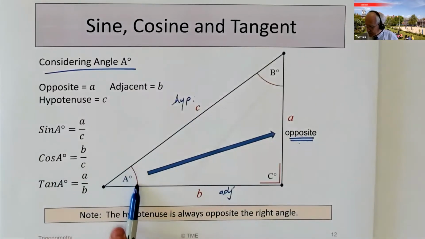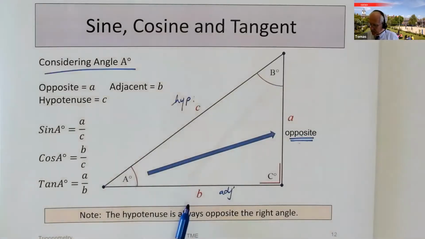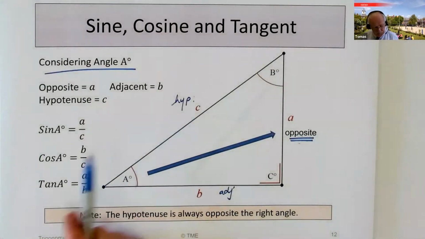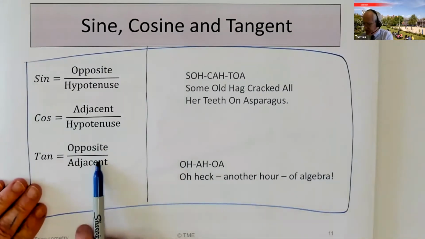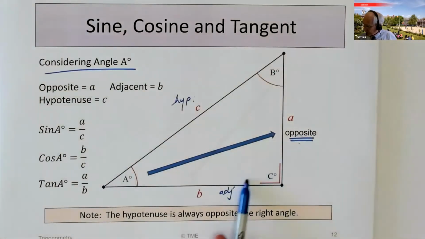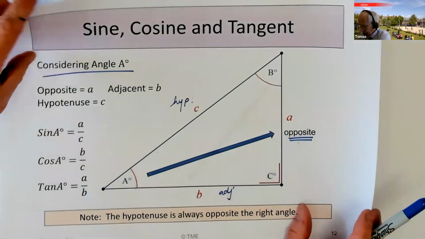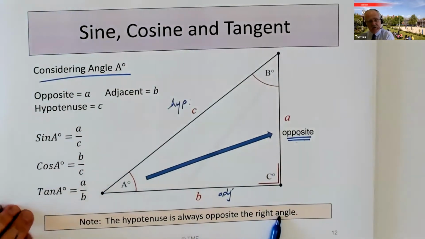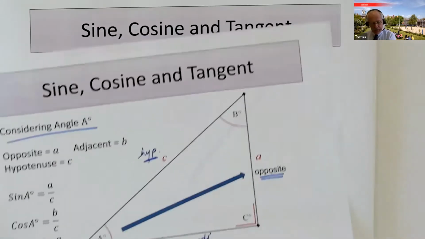Cosine A, the cos of this angle, is adjacent over hypotenuse. That's B over C. And tan, you look up tan, is opposite over adjacent, A over B. The hypotenuse is always opposite the right angle, so that defines that. It's always the longest one.